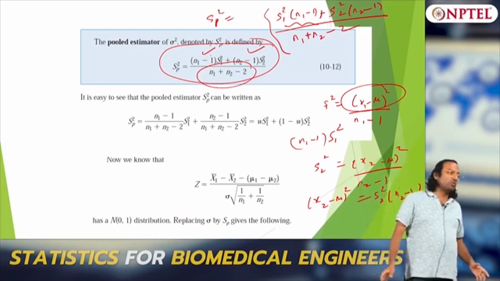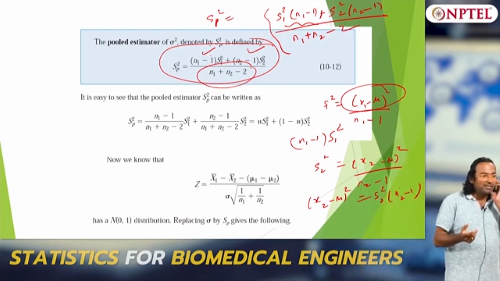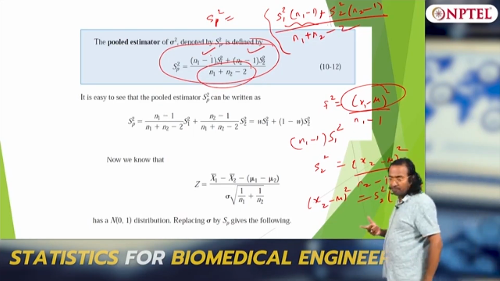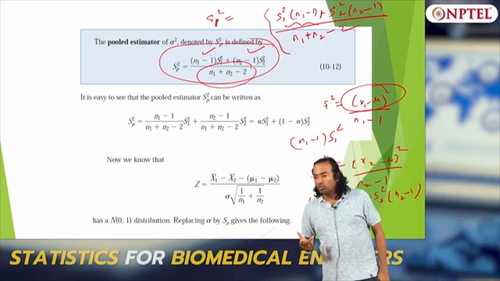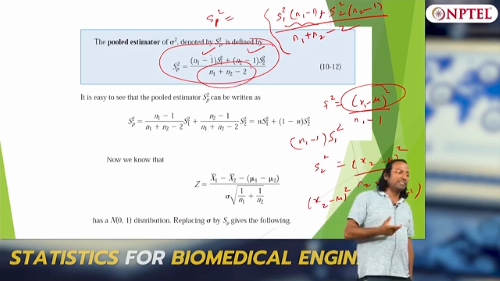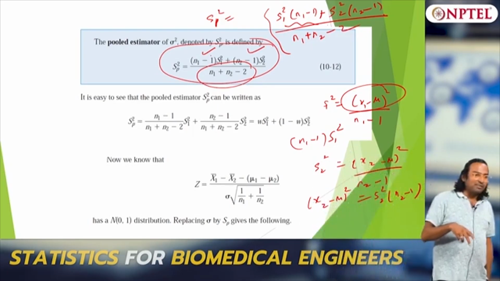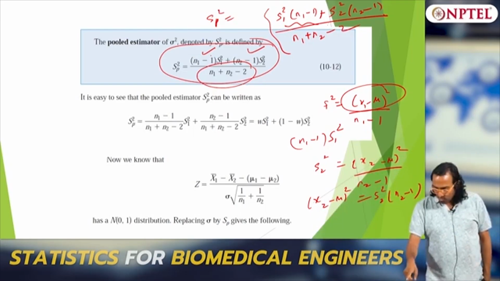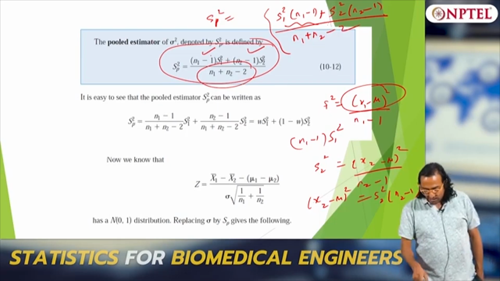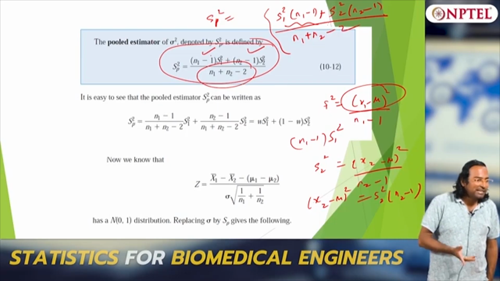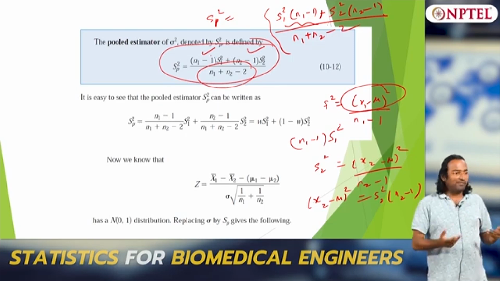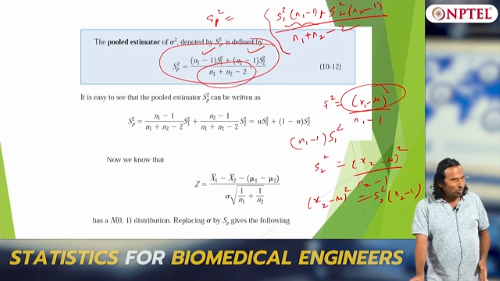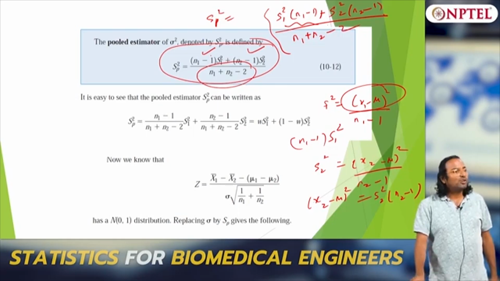What is x1 minus mu the whole squared? The total squared deviation in population 1 with regard to the mean. X2 minus mu the whole squared is the total deviation in population 2 with regard to the mean. Now I divide the total deviation by the degrees of freedom, and that is what variance is. So the numerator is the total deviation in the two populations, and the denominator is the total degrees of freedom.